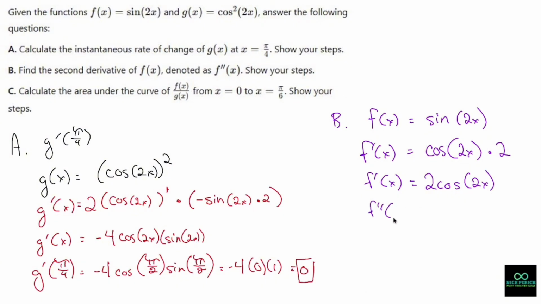f double prime is the derivative of what we just came up with. So 2 still lives there. Cosine is going to become negative sine. Take the derivative of the outside, keep 2x, which is the inside, and then multiply everything by the derivative of the inside, which is 2. So very similar to what we saw over here. But this cleans up to f double prime of x equals negative 2 times 2, so negative 4 sine 2x.